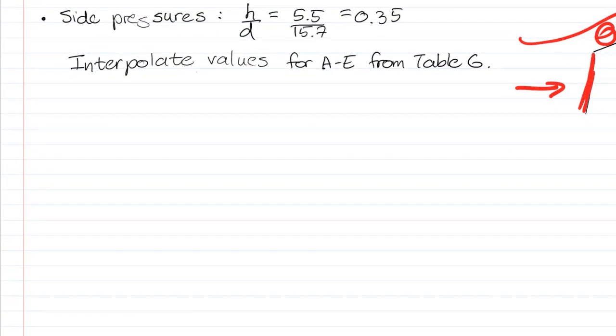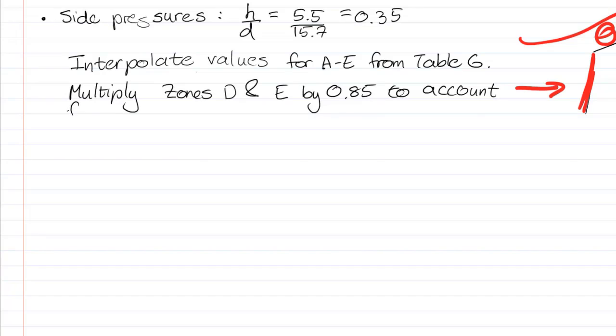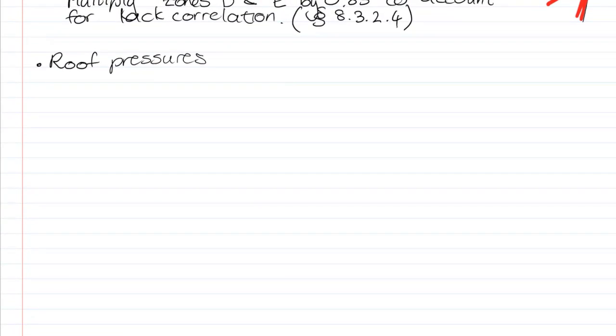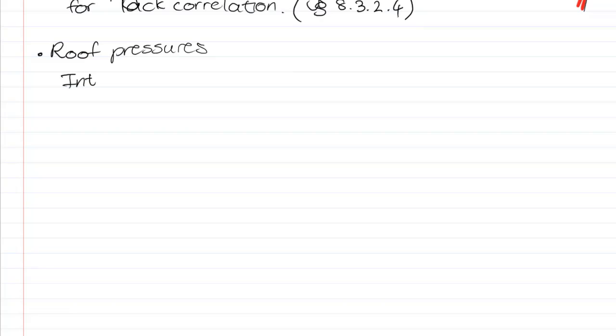So what happens is that we multiply zones D and E, and this you find in the code at section 8324. We're going to apply this factor a bit later, but we just need to remember that zones D and E, because of their lack of correlation, need to be adjusted. Now we also have to have our roof pressures, and we've got to interpolate between 5 and 15 degrees roof slope.